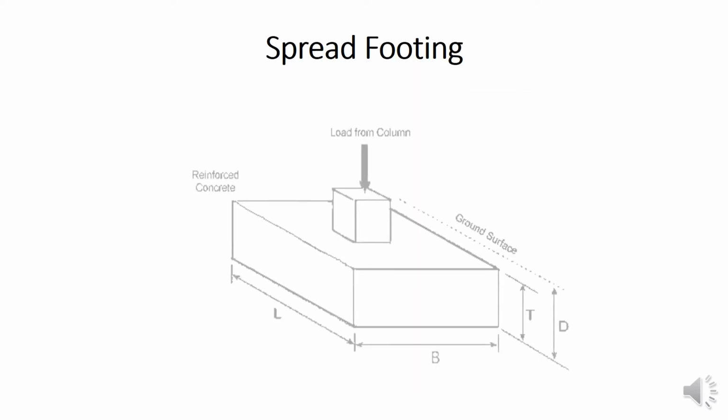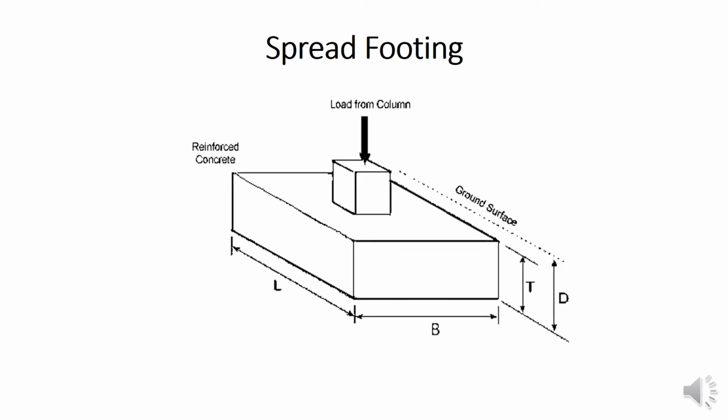Okay, first we will see the spread footing. So what is spread footing? It has different types of cross section. It is circular, square or rectangular, having a uniform thickness. Sometimes it is stepped, to spread the load over a large area. When the spread footing is provided to support an individual column, it is also called an isolated footing.